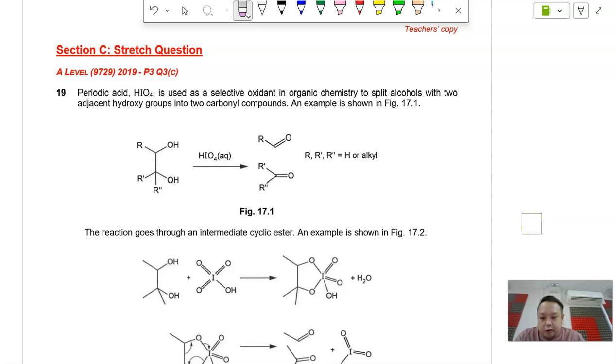Okay, moving on to question 19 of the Carbonyl Compounds tutorial. It's a stretch question. Now we have this periodic acid, which is something new to you. You have not seen this before. Basically what it says is that it splits alcohol with two adjacent hydroxy groups into two carbonyl compounds.